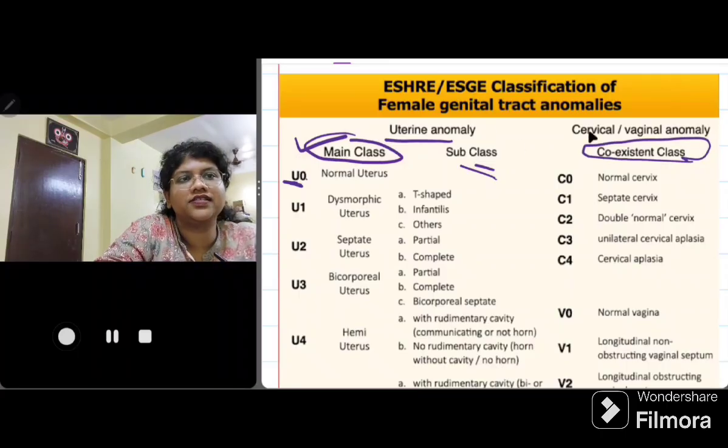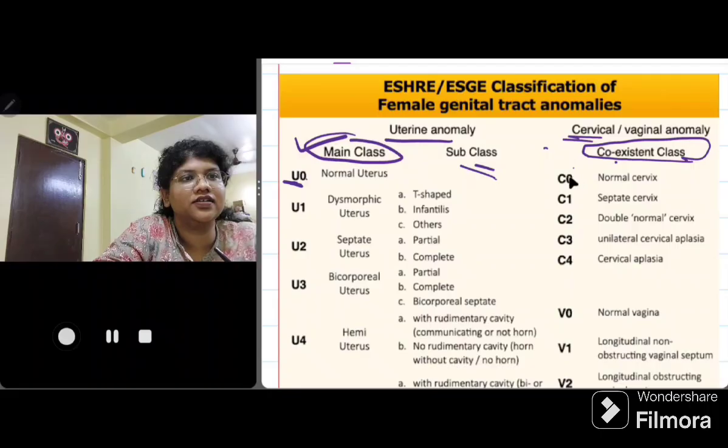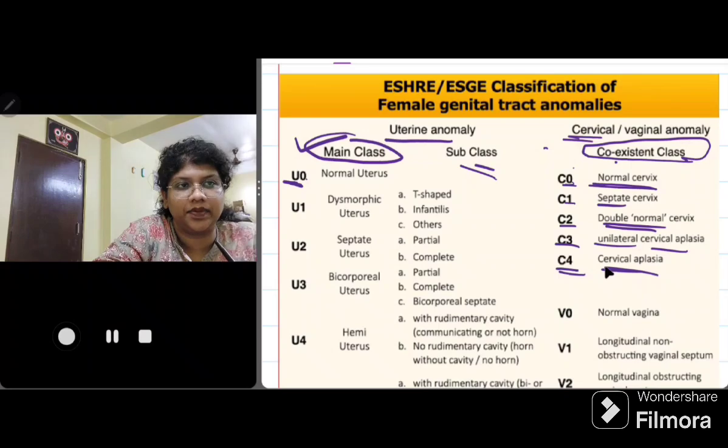So with the main class there may be some coexisting class. Same as that, these are all for the cervix, cervical anomalies. The first one being the C0, that is a normal cervix. C1 is septate, C2 is double normal, C3 is unilateral cervical aplasia, C4 is cervical aplasia.